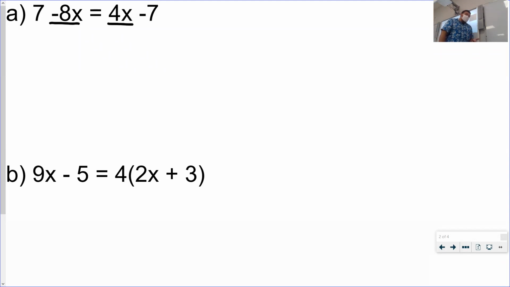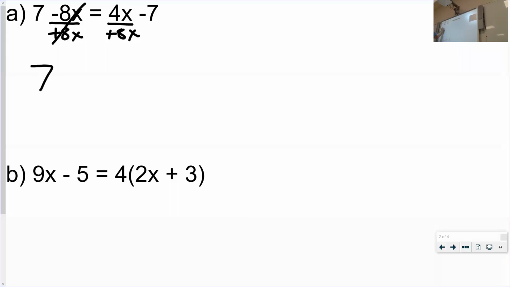The reason I always suggest move the smallest x first, it helps you avoid negatives. Like if you move the bigger x, you're going to end up getting like a weird negative situation. And I assume people like positive more than negative. So what I'm going to do is plus 8x plus 8x on both sides. Notice that only the 8x is going to affect the 4x. It's like combining like terms. Because they're like terms, they can interact. So negative 8x plus 8x cancels out.